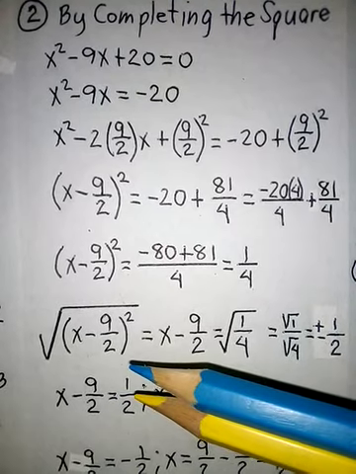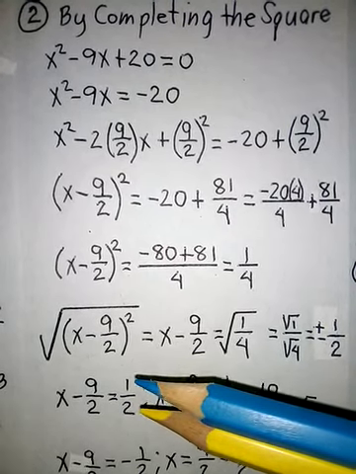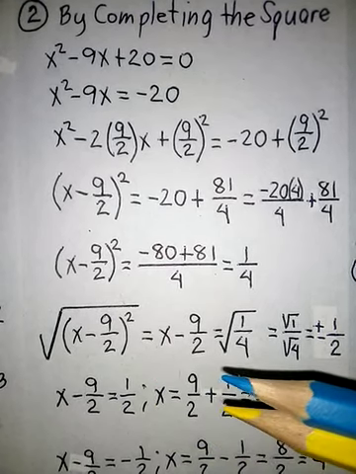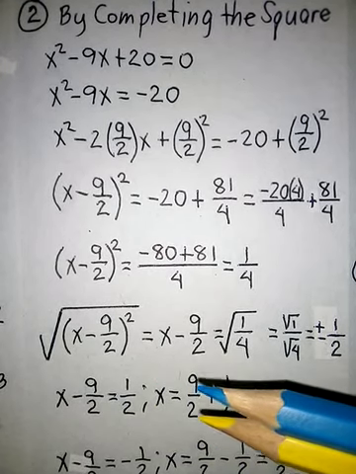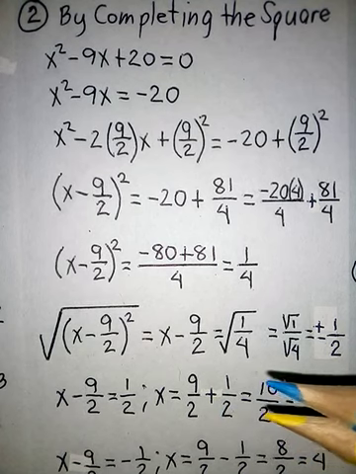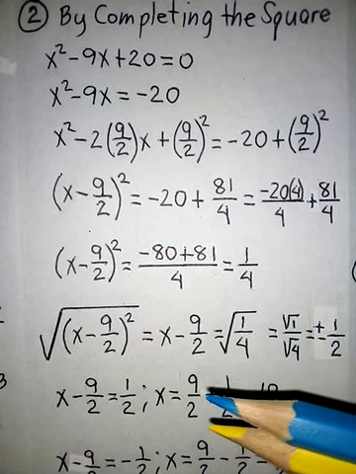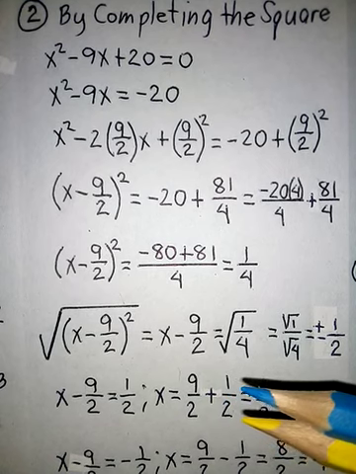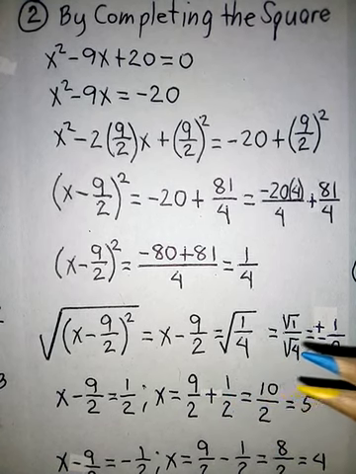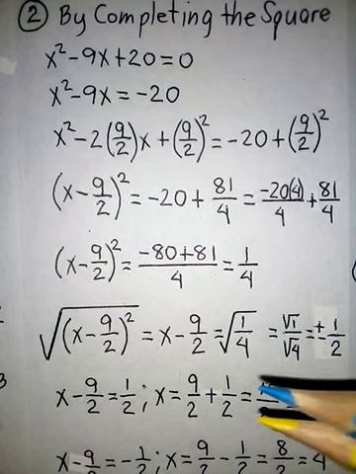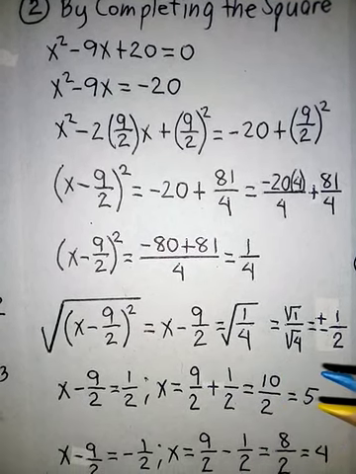So x minus 9 over 2 is equal to 1/2. So transpose negative 9 over 2, x is equal to positive 9 over 2 plus 1/2. So positive 9 plus 1, they already have the same least common denominator. So 9 plus 1 is equal to 10, 10 over 2 or 5. So x therefore is equal to 5.